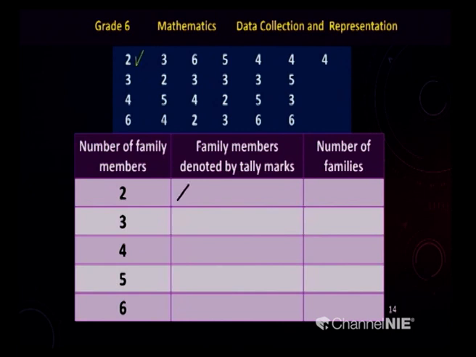Then 3. I am going top to bottom. Then the second number you can see is 3. Then I want to put a small tally in front of 3. Then next number. What is the next number, my dear children? You know that is 4. Then I am going to put a tally mark in front of 4.